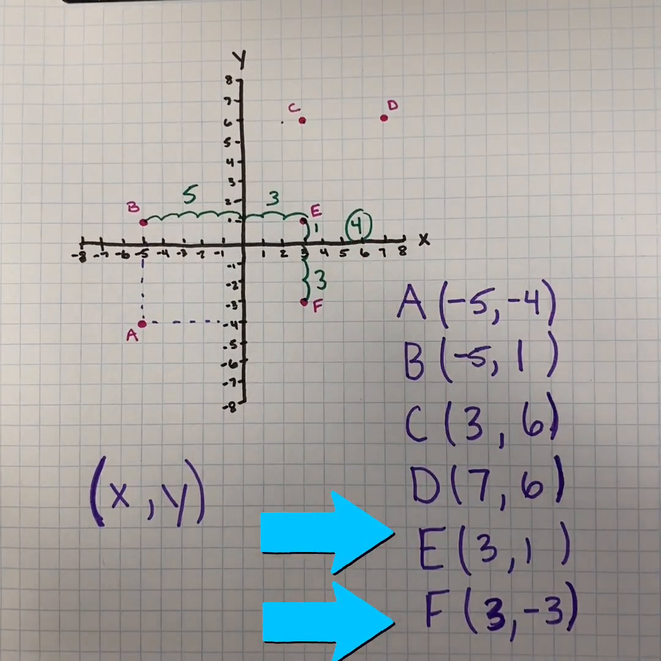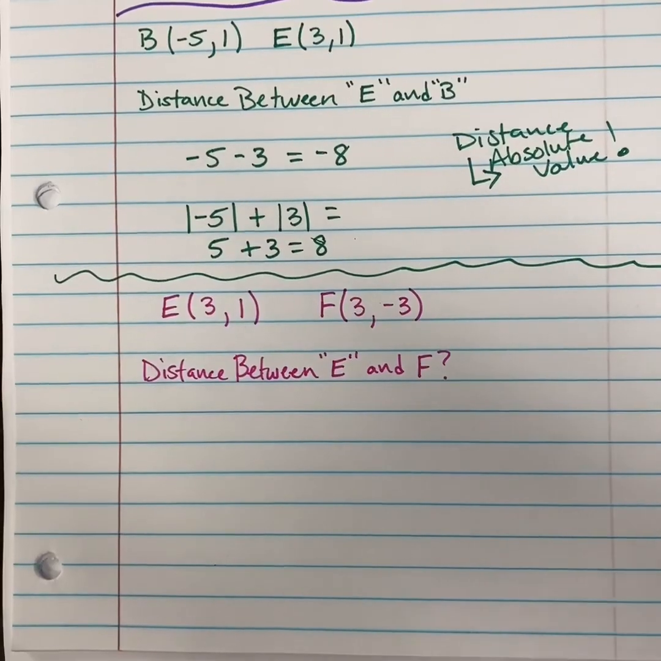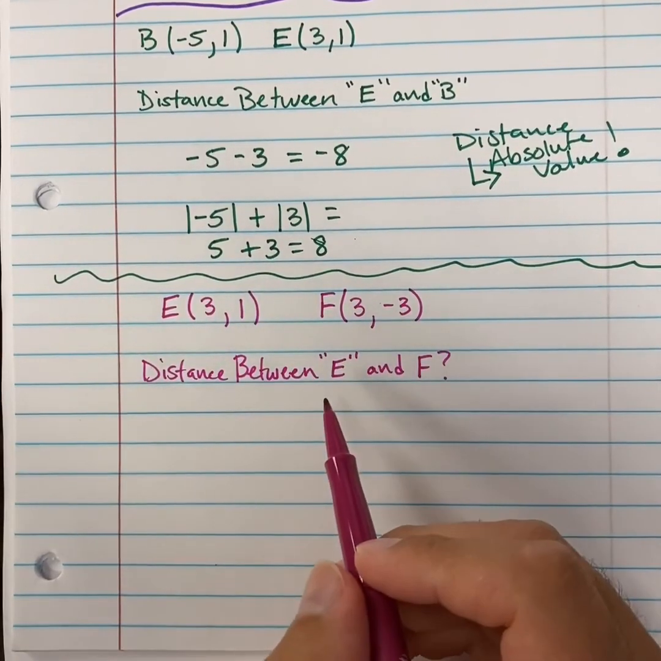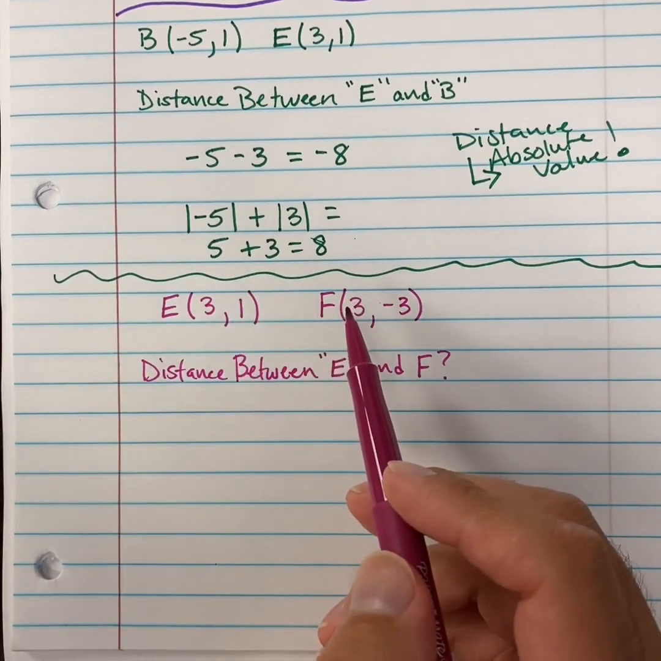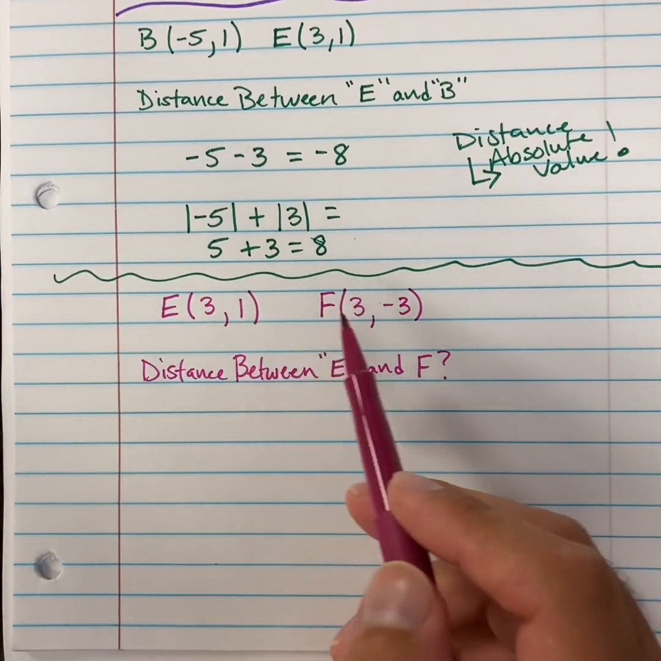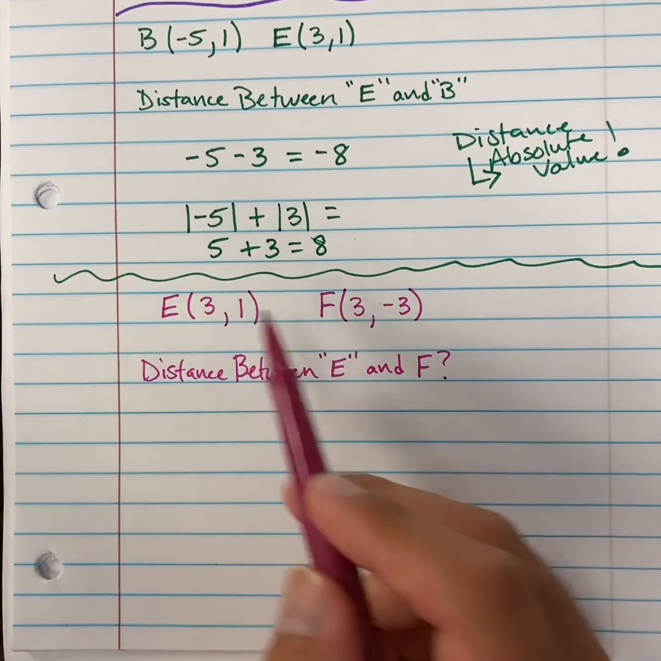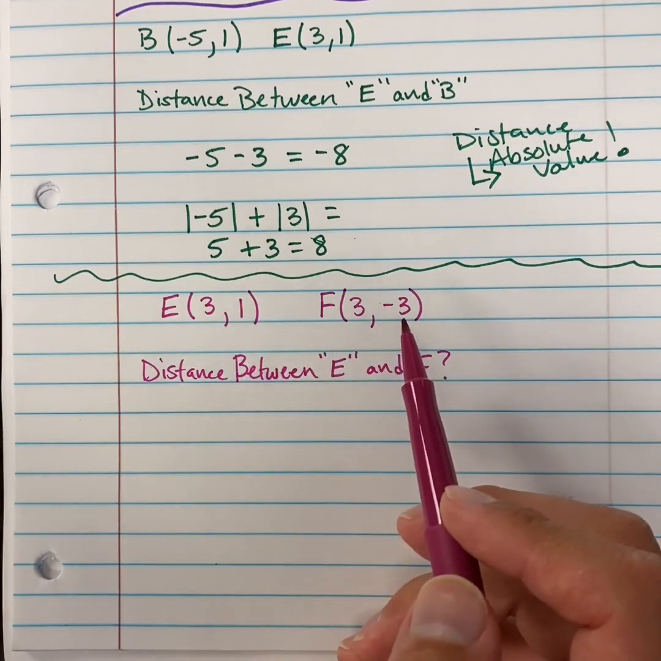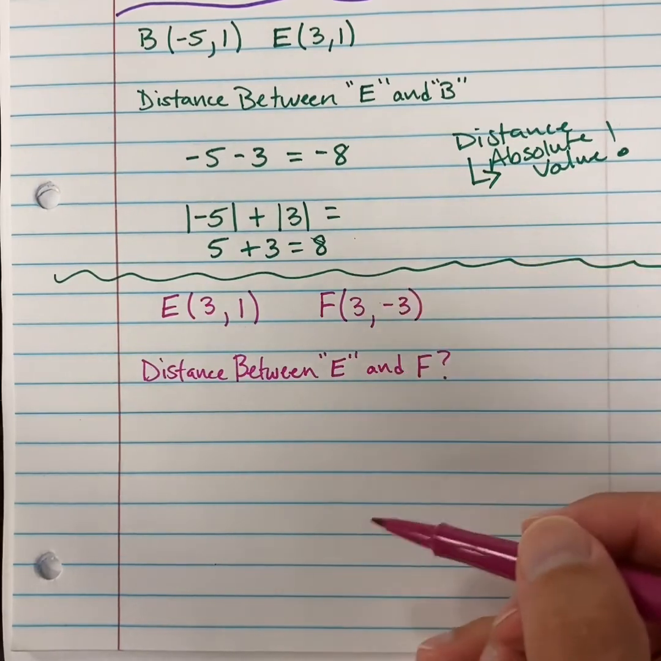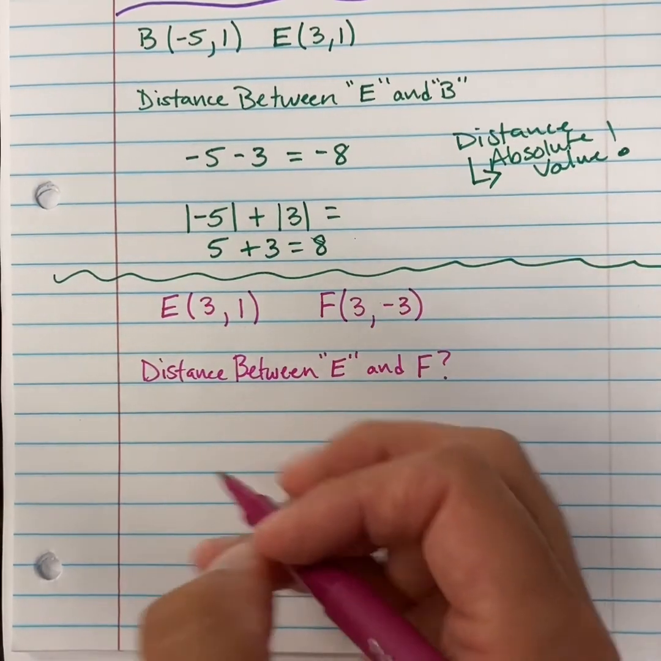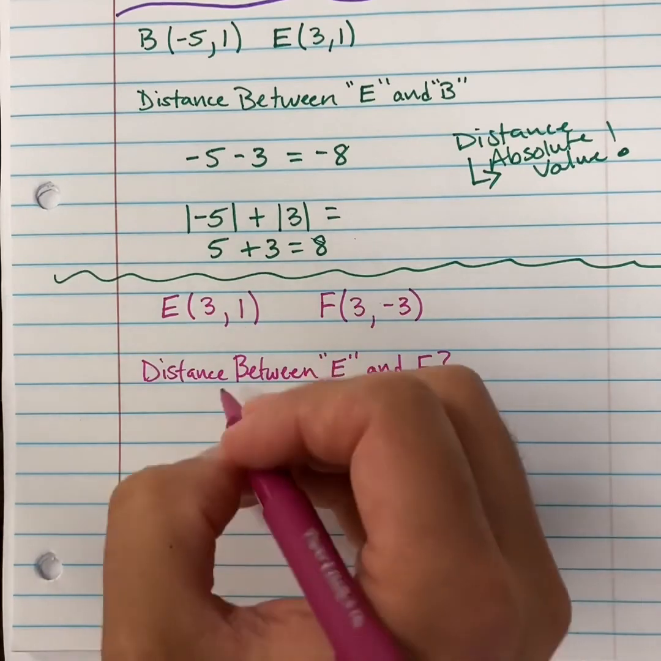But let's go ahead and calculate that using absolute value. So we're going to find the distance between E and F. Remember that our x coordinates are the same, so we're not going to worry about those. We're finding the distance between the y coordinates here. So 1 and -3. And since we cross over to a different quadrant, from quadrant 1 to quadrant 4, we're going to add these together and use absolute value to find the distance.